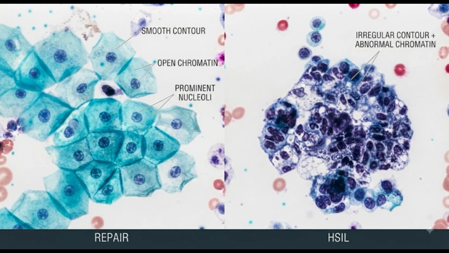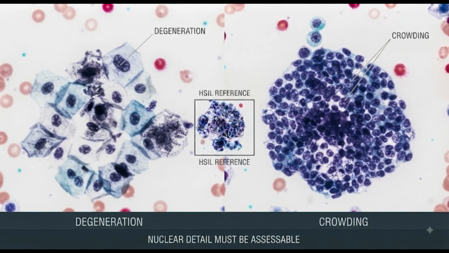Reactive or reparative cells may show nuclear enlargement, crowding, and occasional hyperchromasia. Relatively smooth nuclear membranes, open or evenly distributed chromatin, cohesive or streaming architecture, and prominent nucleoli in the appropriate context favor repair. Prominent nucleoli support a reactive process but do not absolutely exclude HSIL. Degeneration and poor preservation may produce dark, distorted nuclei, while benign cells may form hyperchromatic crowded groups. Neither darkness nor crowding establishes dysplasia when nuclear detail cannot be reliably assessed.